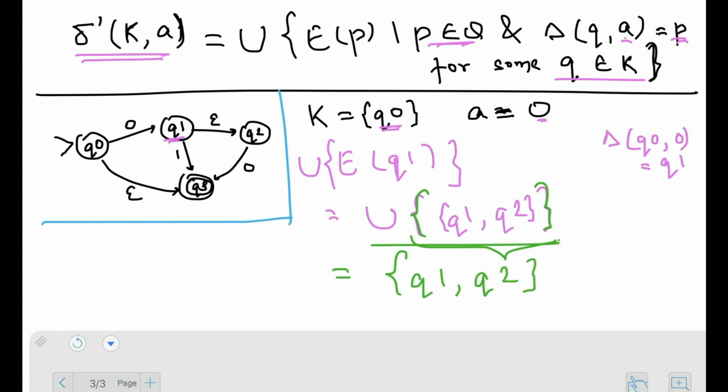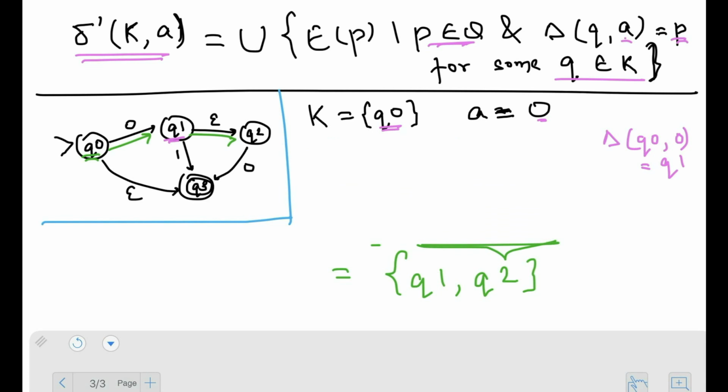And intuitively from q0 in this NFA, where can I go on an input 0? I can go to q1 using this route right here, and from q1 I have a free transition to q2 without consuming any input, so of course I can go to q2 as well. So that's the first case that we've looked at, and let's just take a look at one more case to find delta prime, and then we can close off this video.